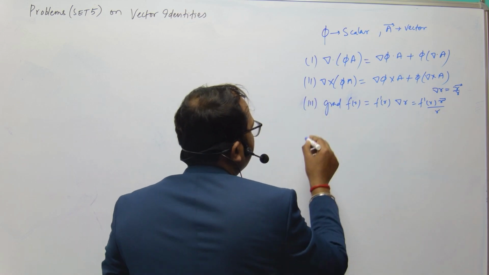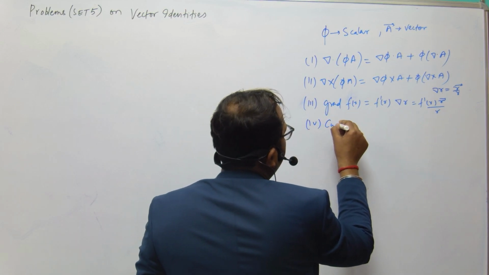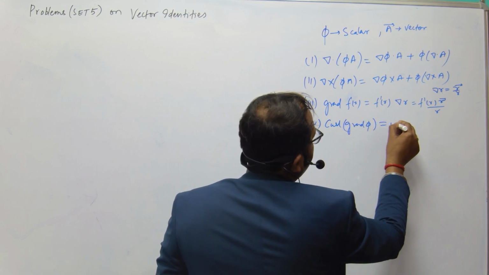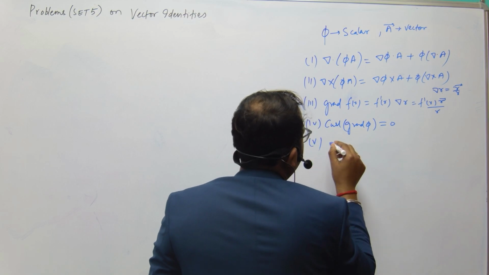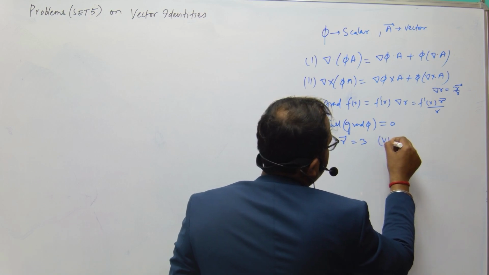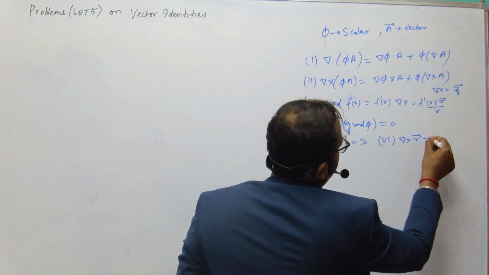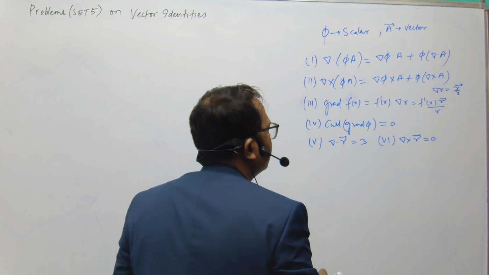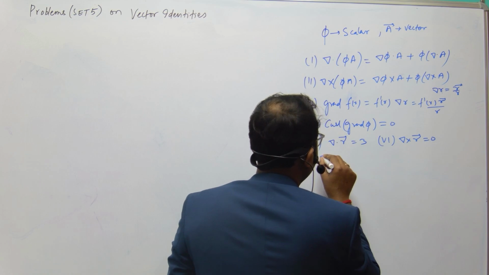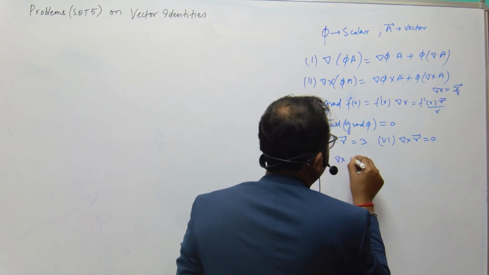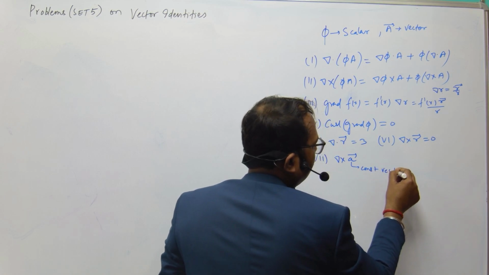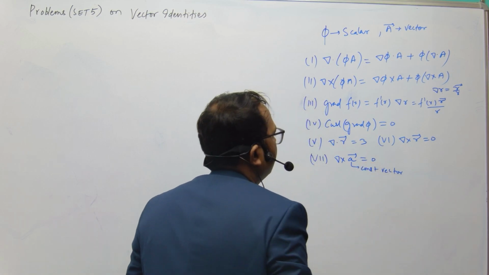Fourth one is curl of gradient of phi, which is 0. Fifth one, we have the divergence of r vector is equal to 3. Sixth one is curl of r vector equal to 0. Seventh one is curl of a constant vector, which is also 0. Suppose a is a constant vector, then curl of a is 0.